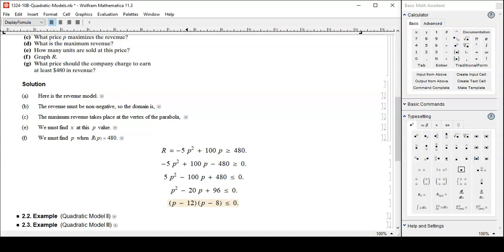Did I do this right? 8 times 12, 96. We have to have the same sign. Add up to negative 20, so both negative 12 and negative 8. Okay, that thing is less than or equal to 0. And we have done an awful lot of quadratic inequalities in the previous lesson, lesson 10a.